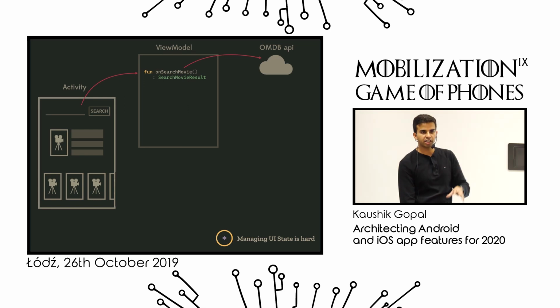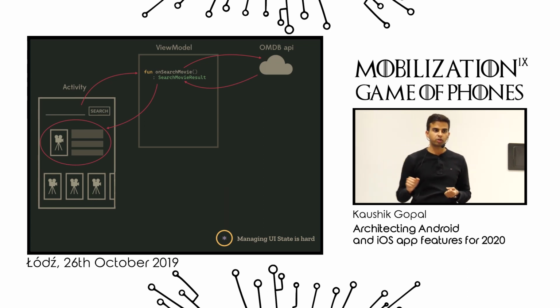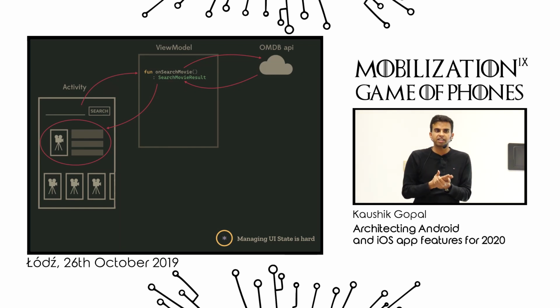So you make the network request using Retrofit or Alamofire or your favorite network library. It gives you back a movie object. You take that movie object and then you apply it back onto the activity or the view controller. This is very straightforward. And individually, if you look at it, you're like, this looks very clean. No problems here. That's good so far.